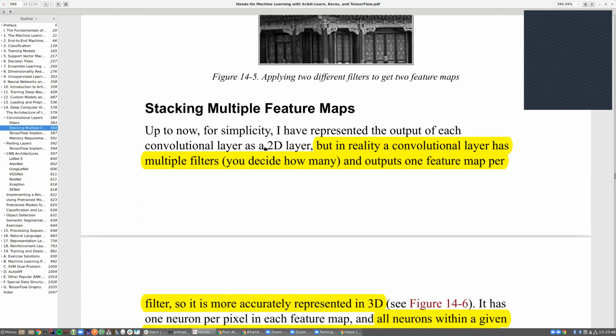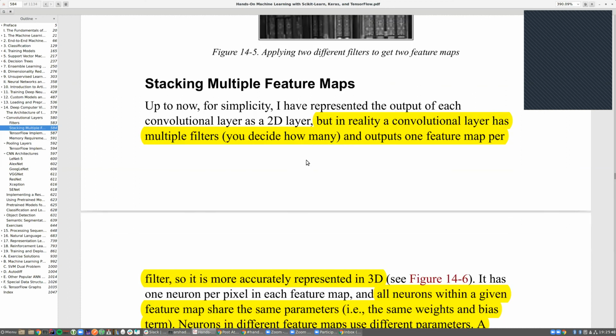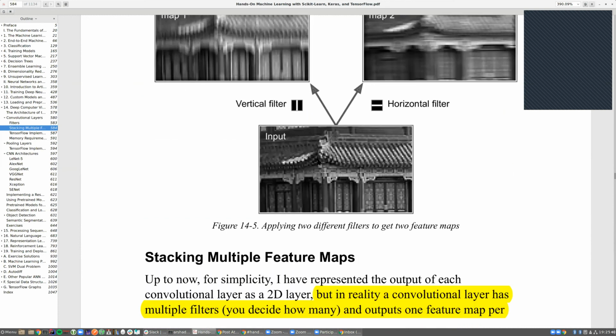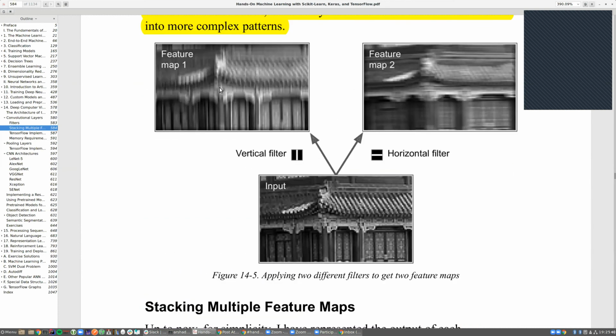So it says, up to now for simplicity, I've represented the output of each convolutional layer as a 2D layer, but in reality, a convolutional layer has multiple feature maps. You decide how many, and it outputs one feature map per filter. So it's more accurately represented as 3D. This is where you could have one filter, another filter, and another 100 other filters in a convolutional layer.